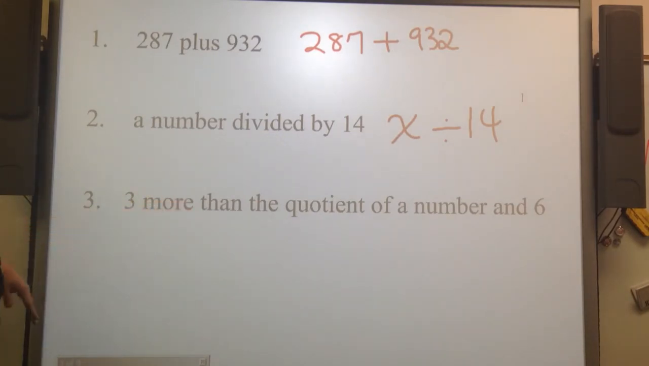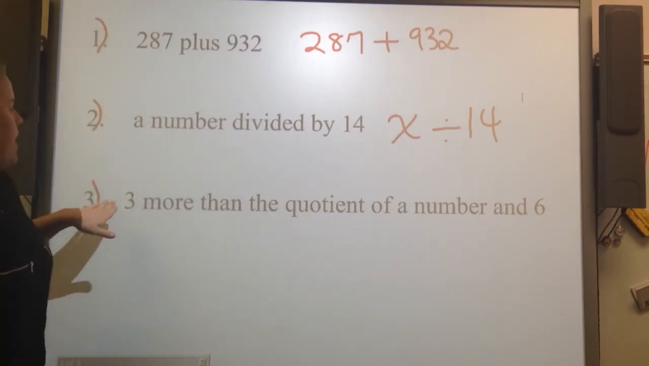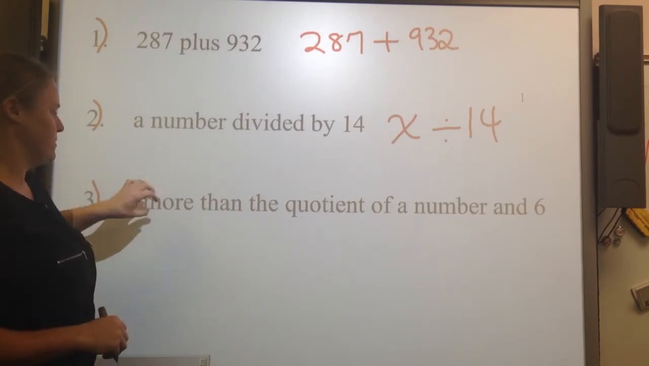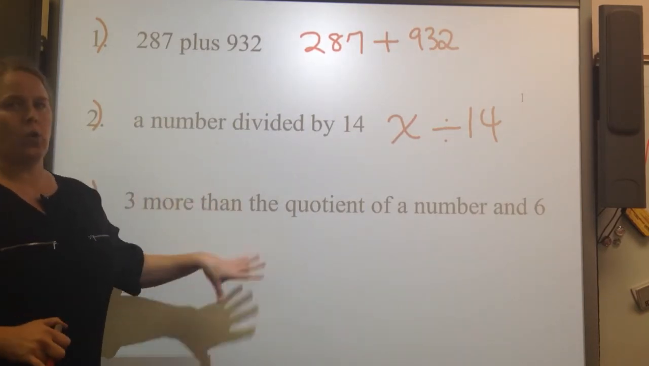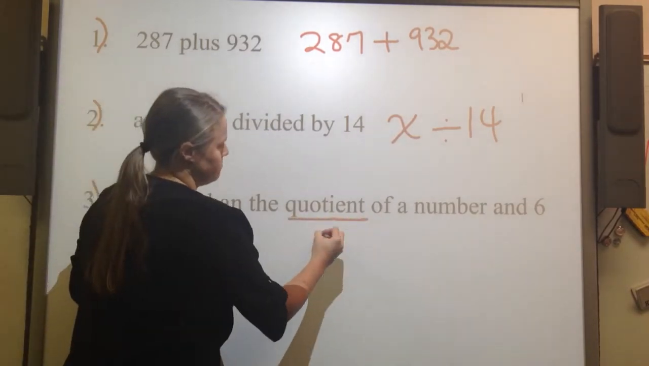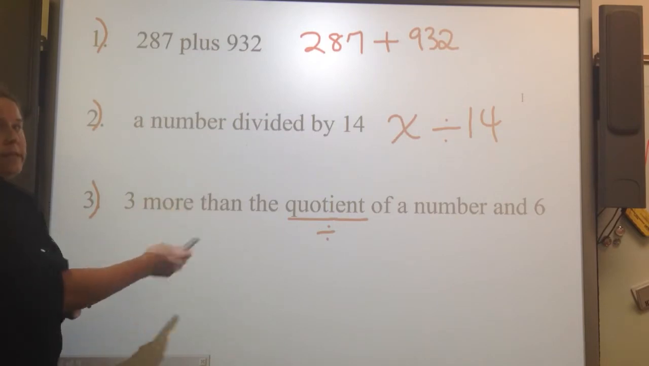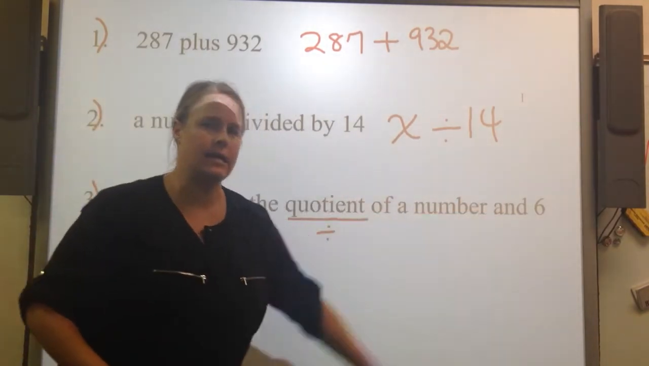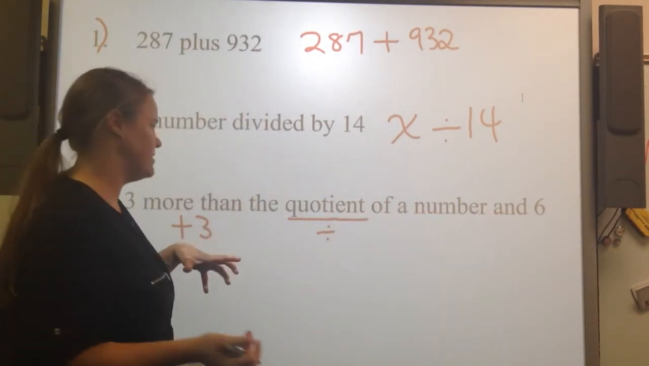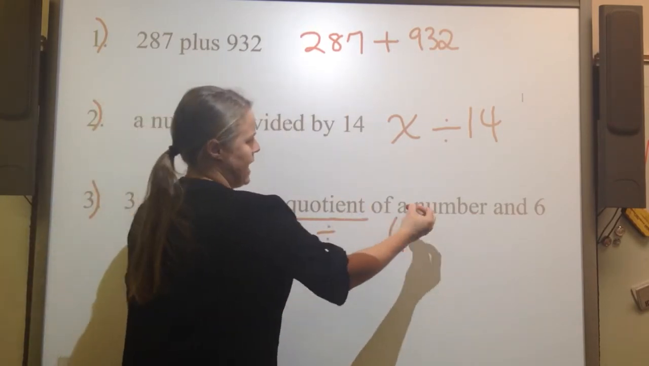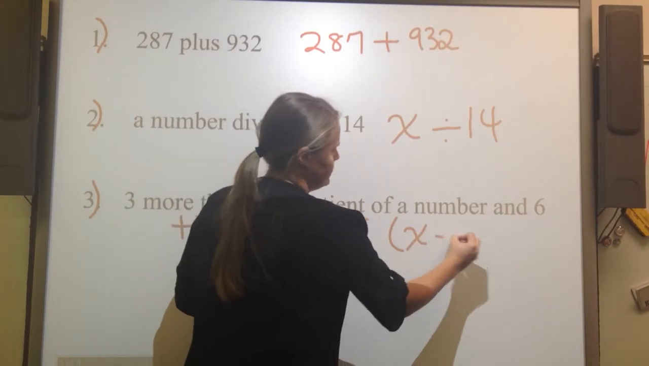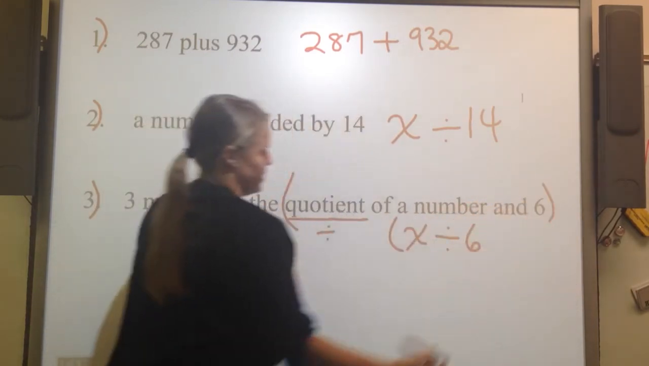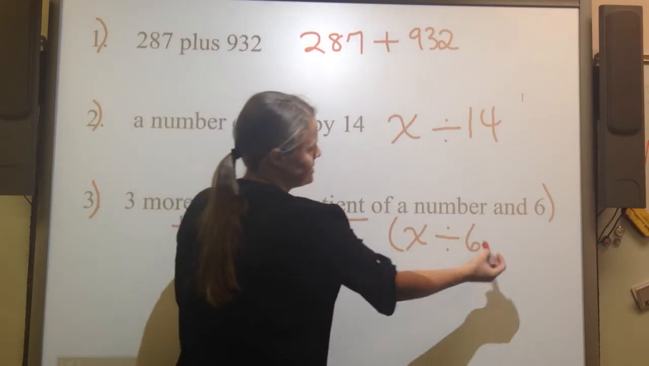And my third one: 3 more than the quotient of a number and 6. Here's a tricky one, and we're going to get some notes on this one in a second. 3 more than the quotient of a number and 6. Well, we know quotient means divide. We know 3 more than means to add 3. And we know a number and 6 sounds like we're getting into some parentheses, right? It's a quantity. So I'm going to put some parentheses and put a number divided by 6. And I know this is going to be divided by because all of this is going together. The quotient of a number and 6. So x divided by 6.